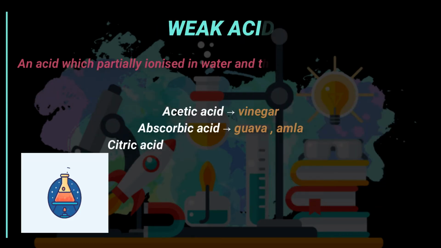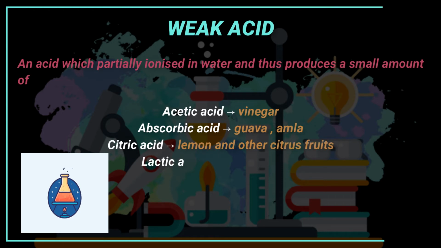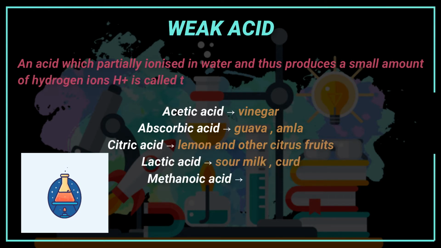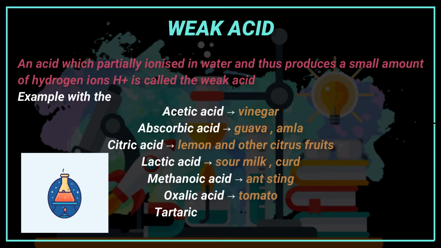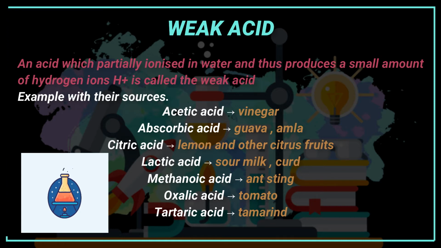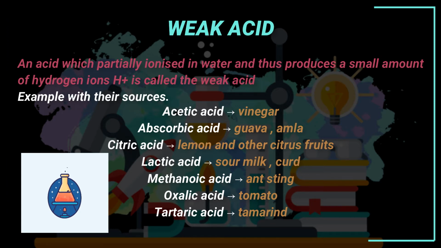Weak acid. An acid which is partially ionized in water and thus produces a small amount of hydrogen ions H+ is called a weak acid. Examples with their sources: acetic acid, vinegar; ascorbic acid, guava, amla; citric acid, lemon and other citrus fruits; lactic acid, sour milk, curd; methanoic acid, ant sting; oxalic acid, tomato; tartaric acid, tamarind.